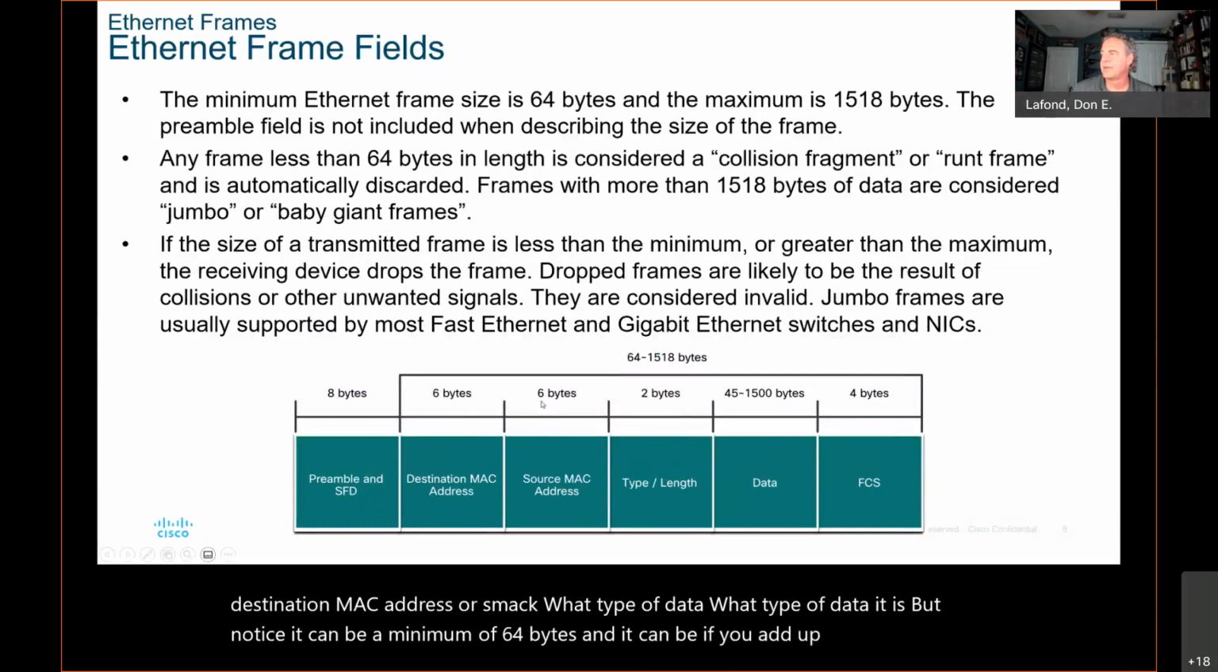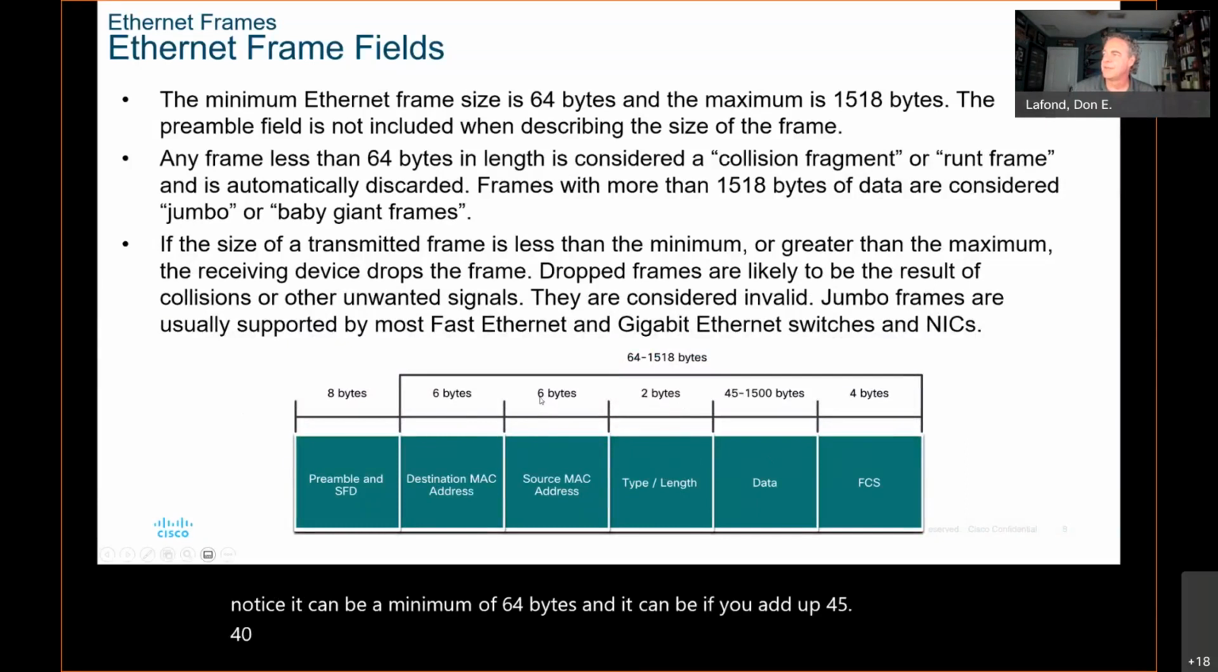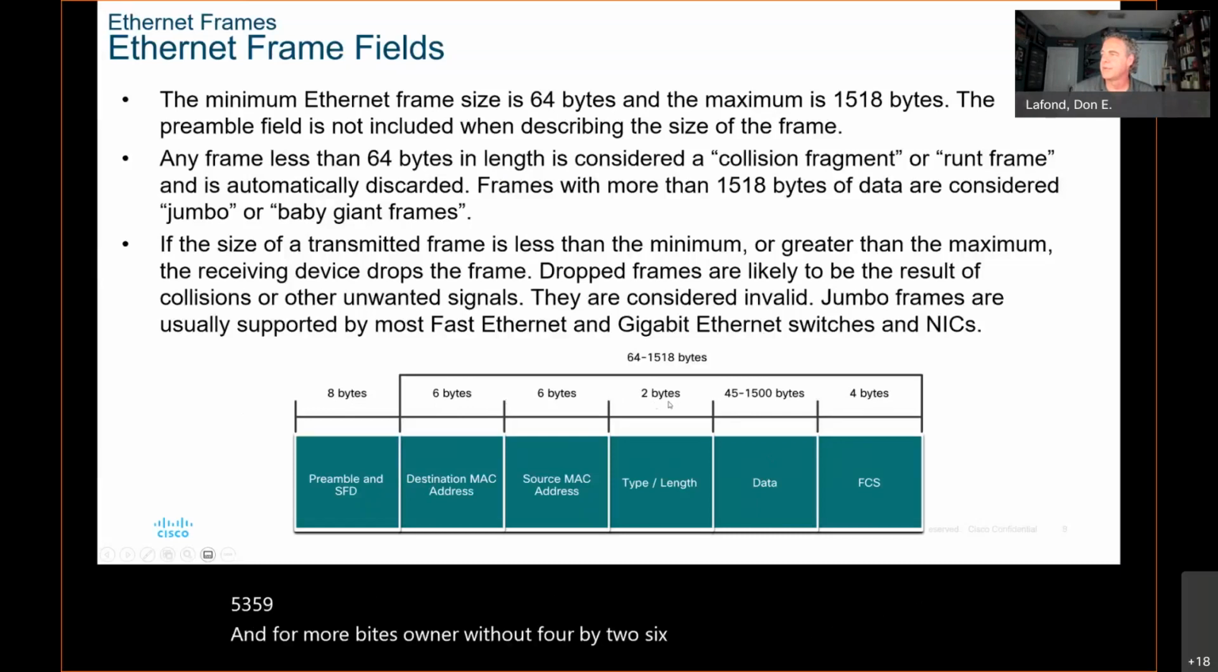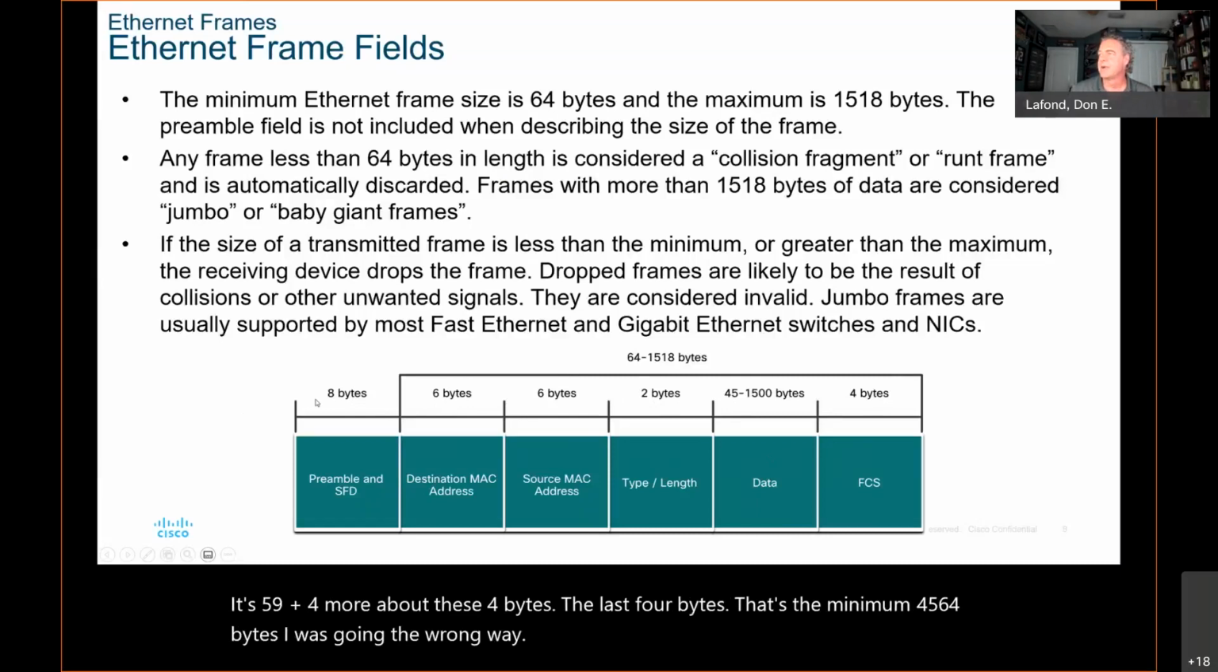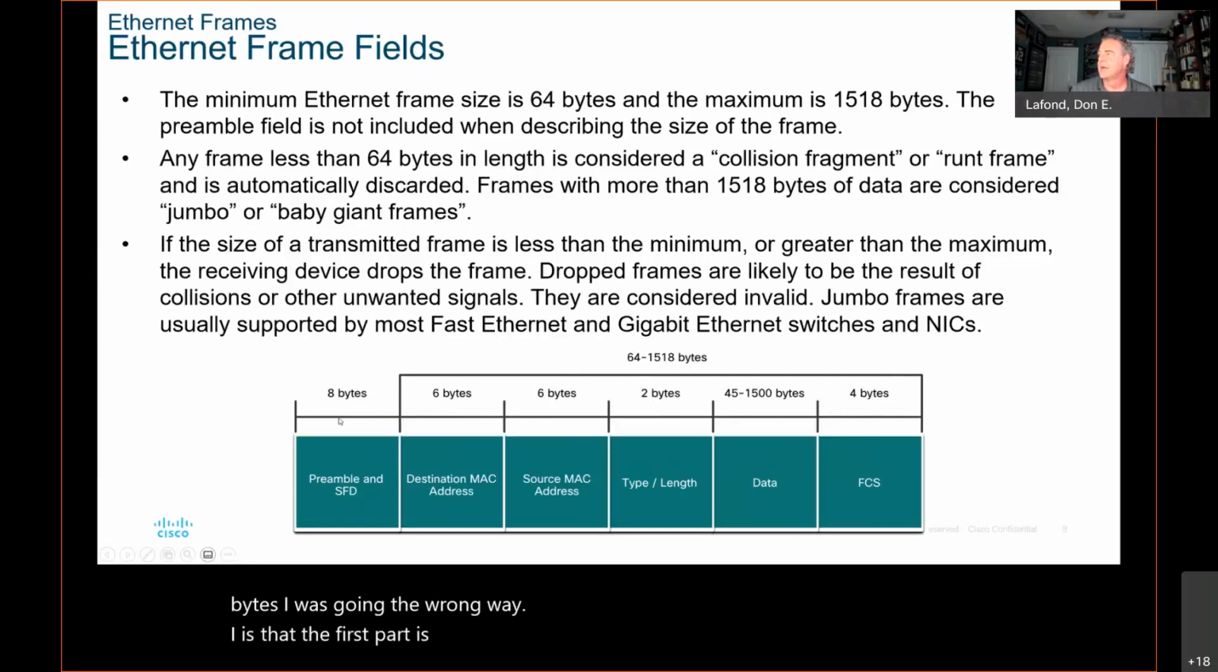But notice it can be a minimum of 64 bytes, and if you add up 45, 47, 53, 59, and 4 more bytes. I wonder where that 4 bytes is. 6, 12, 13, 14. That's 59 plus 4 more. Oh, these 4 bytes, the last 4 bytes. That's the minimum 64 bytes. I was going the wrong way. The first part is not counted in creating the size for that frame.